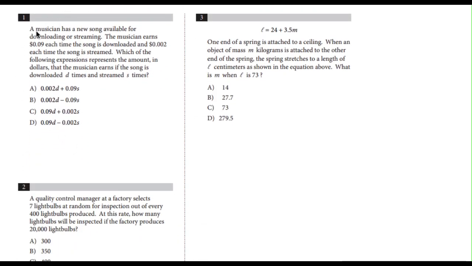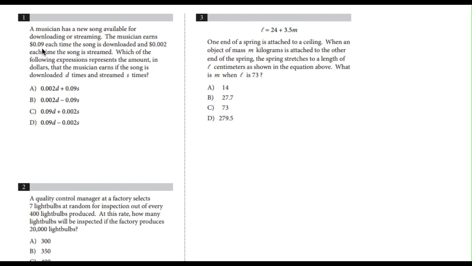Number 1. A musician has a new song available for downloading and streaming. The musician earns 9 cents each time the song is downloaded and $0.002 each time the song is streamed. Which of the following expressions represents the amount in dollars that the musician earns if the song is downloaded D times and streamed S times?